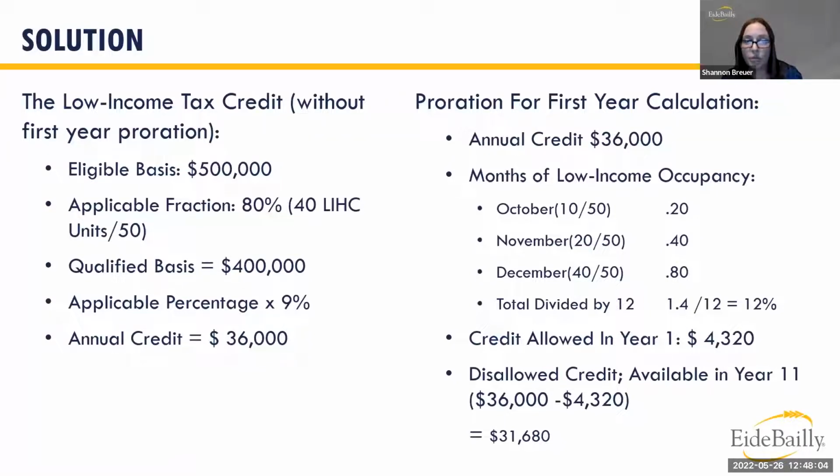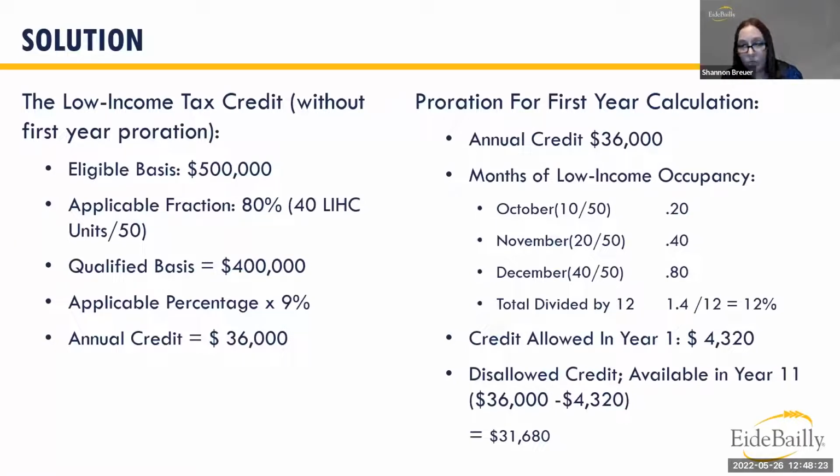So first we have to start with our eligible basis, which is the $500,000, but we must multiply that by 80% because 10 of the 50 units are not low income units. So our qualified basis is $400,000. Our credit rate is 9%. So the allowable annual credit is $36,000.